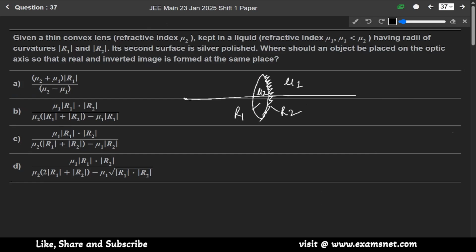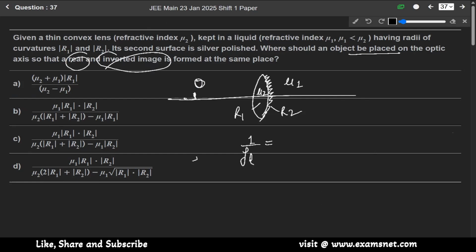Where should an object be placed on the optic axis so that the real and inverted image is formed at the same place? Means suppose we put an object here, so we have to find the object distance. Where should an object be placed so that it forms a real image as well as an inverted image at the same place? Okay, so we have to find the focal length, then we have to find the required distance in terms of the focal length. Okay, so for this we know the formula of FL.